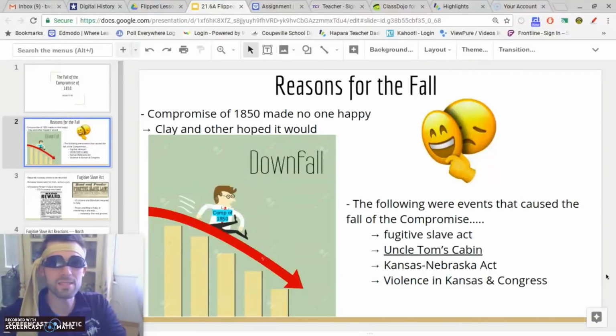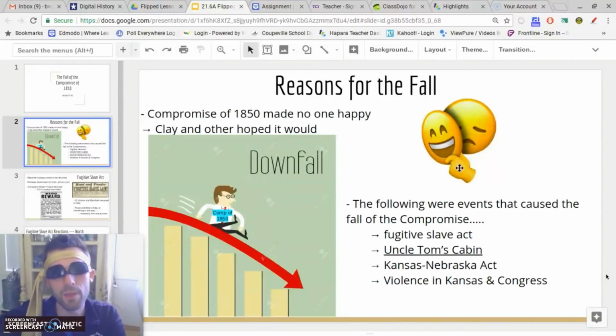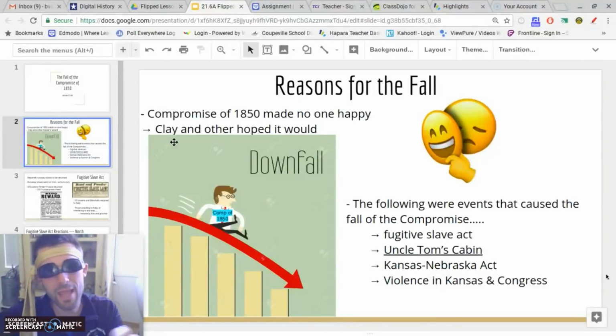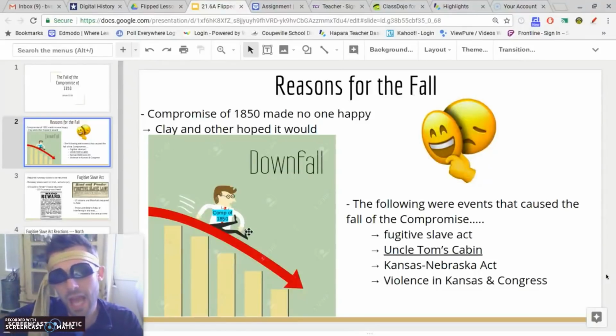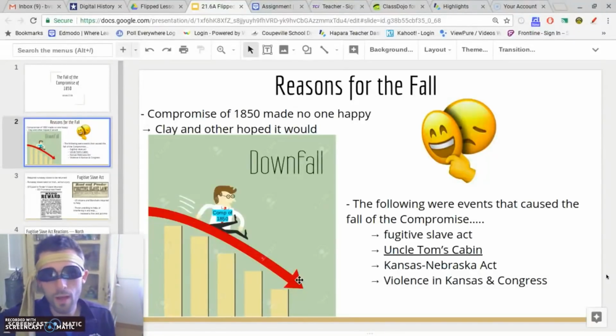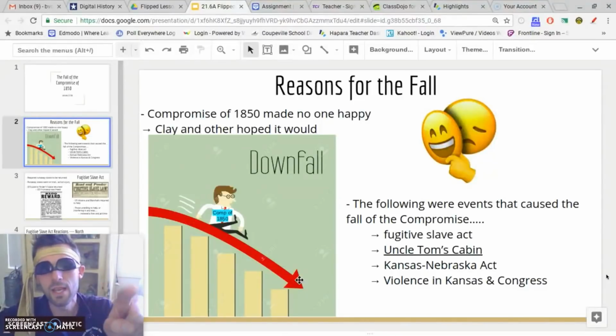So, the Compromise of 1850 made no one happy, just like this mask here. They had happiness on the outside, but on the inside was unhappiness. Henry Clay, the maker, hoped that it would make people happy, but it didn't. The following events are the downfall that caused the fall of the Compromise, and because I'm the Guru, I'm going to do it to a ditty that I made just especially for the 8th grade and whoever else is watching this video.